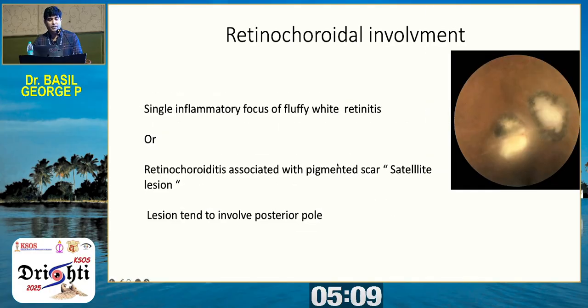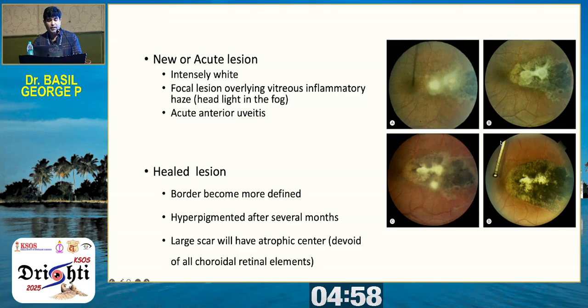And the satellite lesion, the retinochoroiditis, is associated with the pigment scar, and it is known as the satellite lesion. The lesions will always tend to involve the posterior pole. In healed lesions, the border becomes more defined and it remains hyperpigmented after several months, and the large scar will always have an atrophic center.